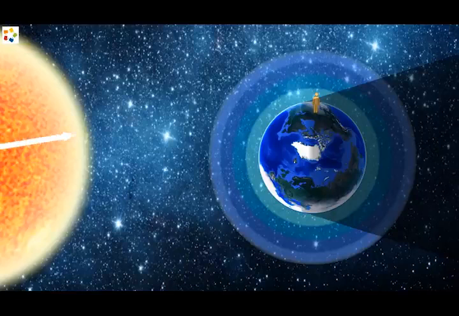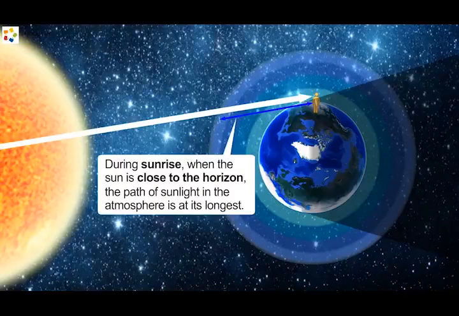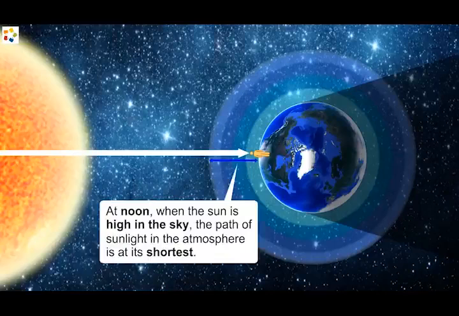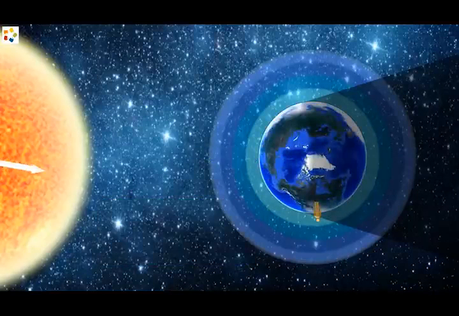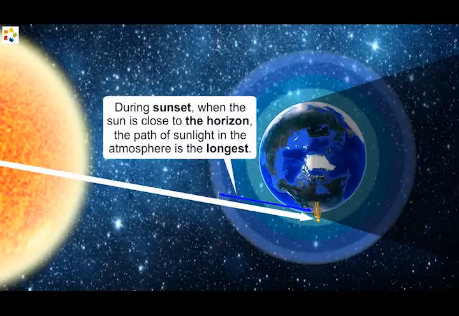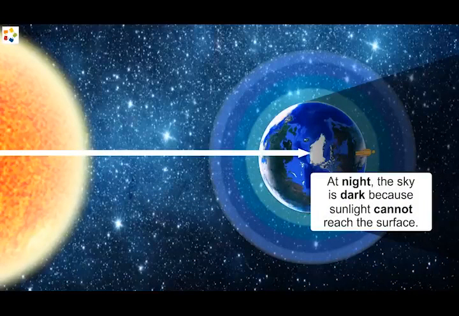During sunrise, when the sun is close to the horizon, the path of the sunlight in the atmosphere is the longest. At noon, when the sun is high in the sky, the path of the sunlight in the atmosphere is the shortest. During sunset, when the sun is close to the horizon, the path of the sunlight in the atmosphere is the longest. At night, the sky is dark because sunlight cannot reach the observer.